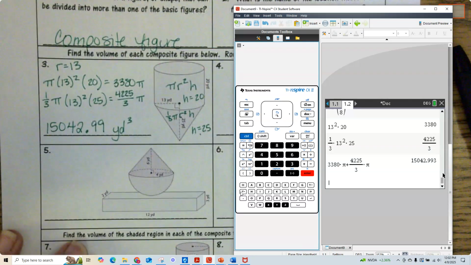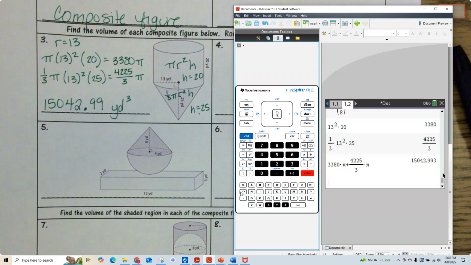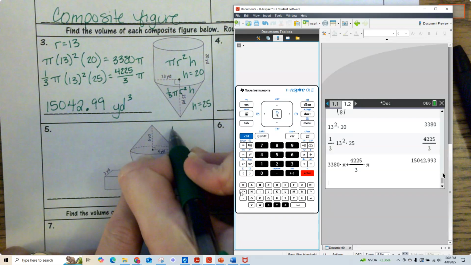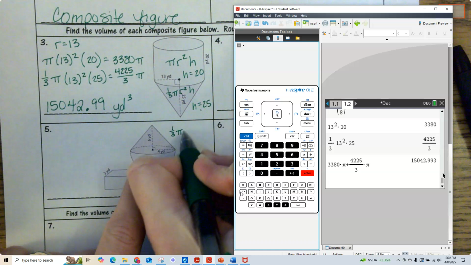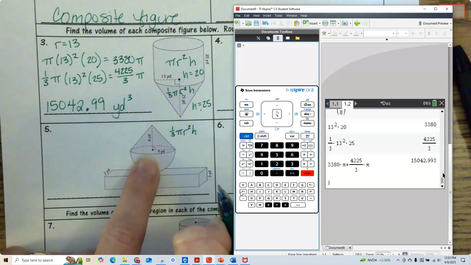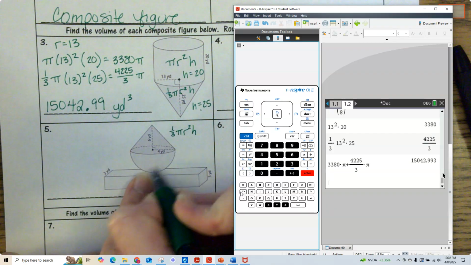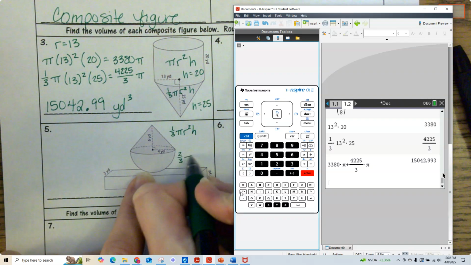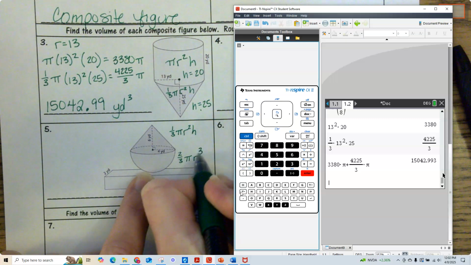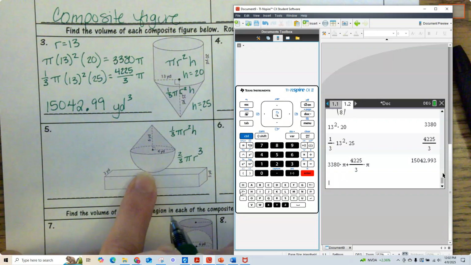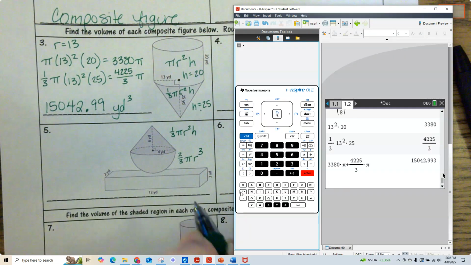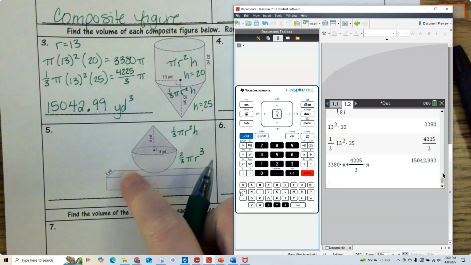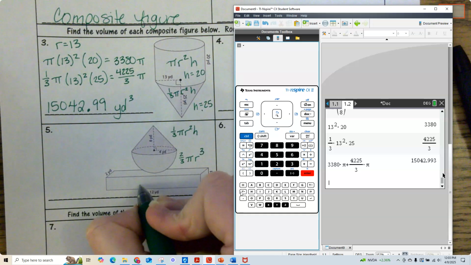Okay. So number 5, we've got 3 shapes. So cone, we've already done that. 1/3 pi r squared h. Anybody remember the hemisphere? 2/3 pi r cubed. So that. What about rectangular prism? What's that one? How do I find the volume of this one? Length times width times height.